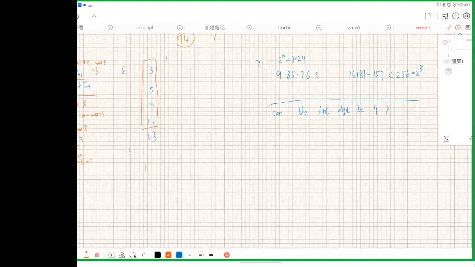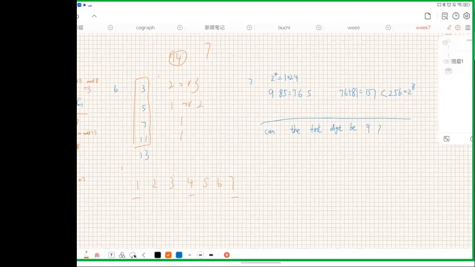The 7 odd numbers are 1, let's consider the first, second, third, 4, 5, 6, 7. How many of them are multiples of 3? 2 or 3, right? Because it can be either 1, 4, 7, or 2, 5, or 3, 6. How many of them are multiples of 5? 1 or 2, right? And 1 for 7, and 1 for 11.